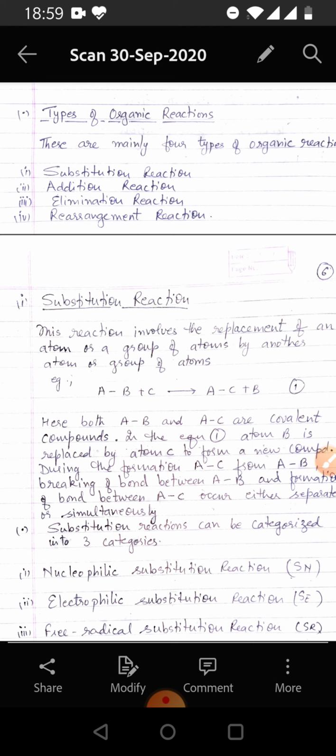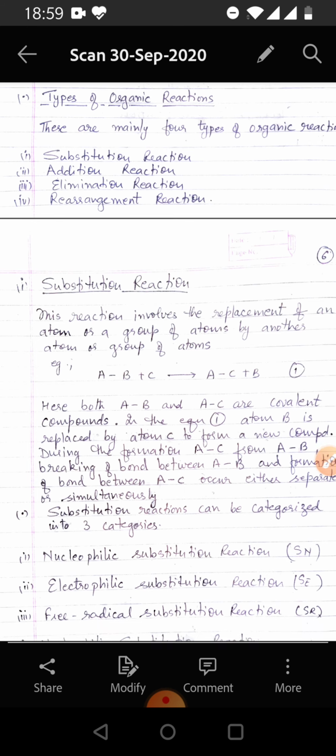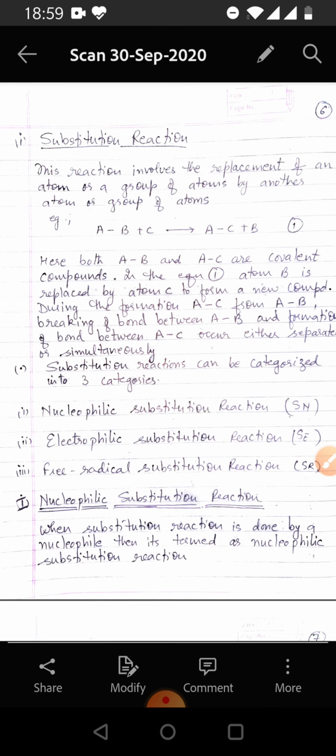First is substitution reaction, second is addition reaction, third is elimination reaction, and fourth is rearrangement reaction. So, here we will study substitution reactions. This reaction involves the replacement of an atom or a group of atoms by another atom or group of atoms.